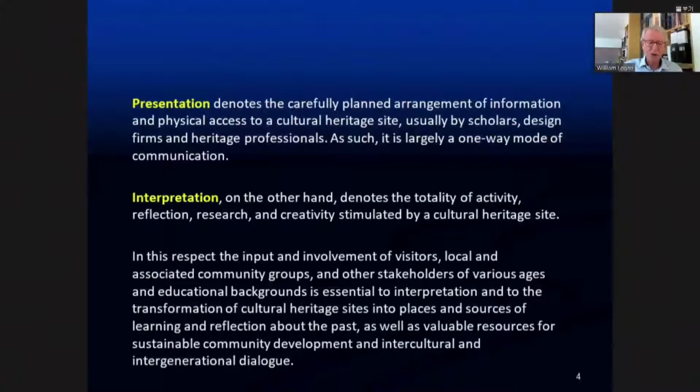They're quite different. Let's clarify them. These are the interpretations on your screen that were developed by the ICOMOS International Committee on Interpretation and Presentation of Cultural Heritage Sites, usually referred to by the acronym ICIP. Neil referred to these definitions. I mean, he was chair of that committee for many, many years. I want to put a different emphasis on them.